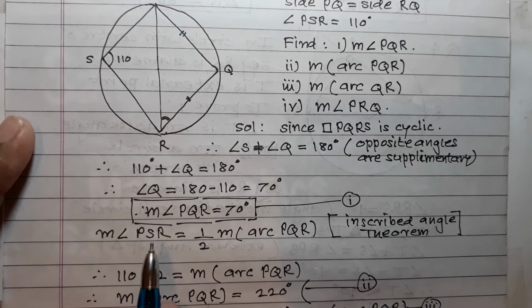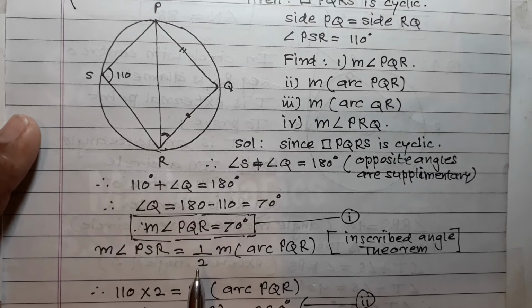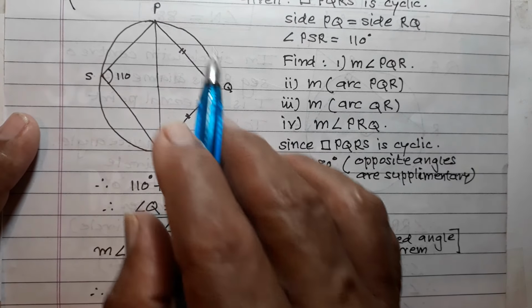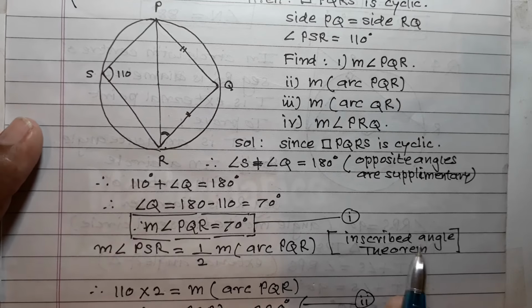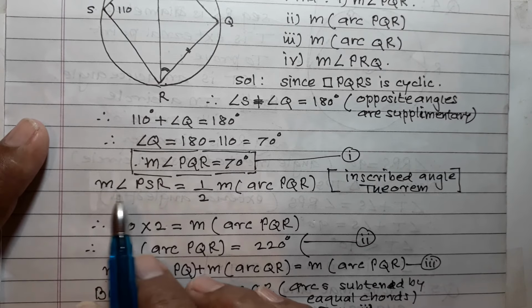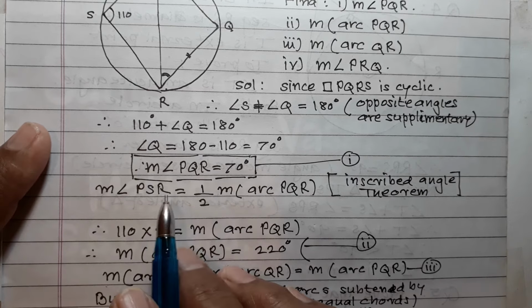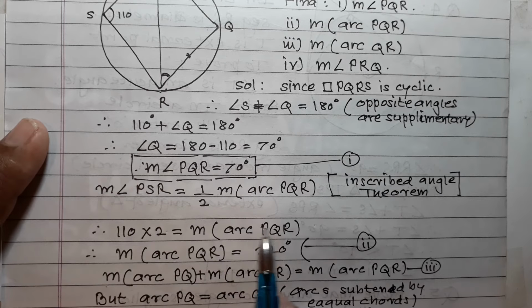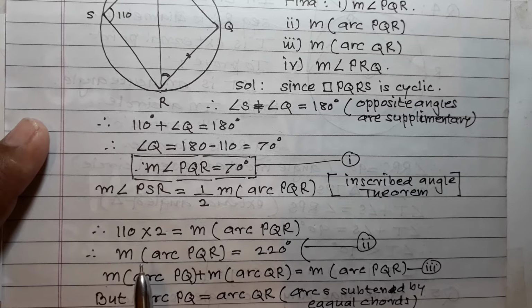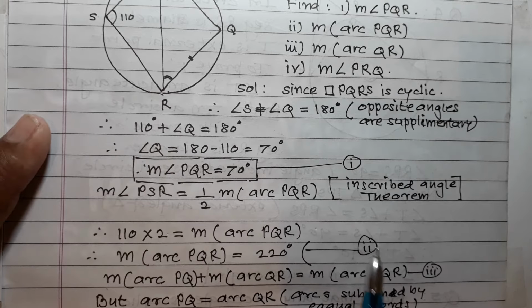Then major arc PSR. Angle PSR is equal to 1 upon 2 major arc PQR, by the inscribed angle theorem, and this angle PSR is given as 110. This 2 you transfer to this side. 110 into 2 is equal to major arc PQR, and therefore major arc PQR is equal to 220. This is the second answer.